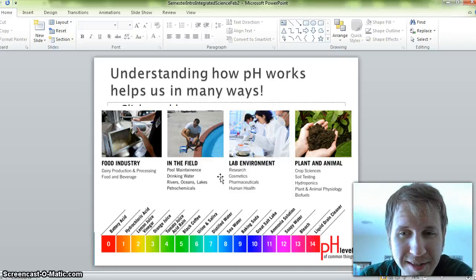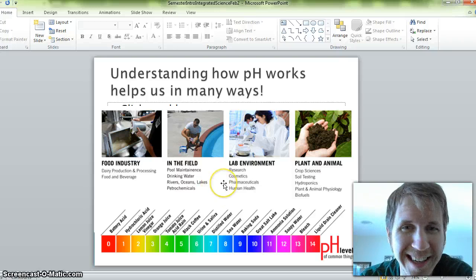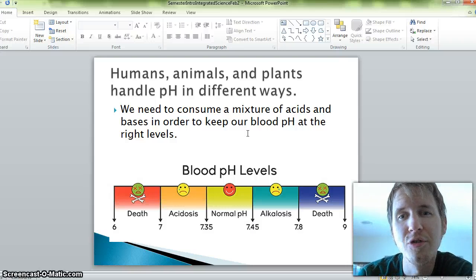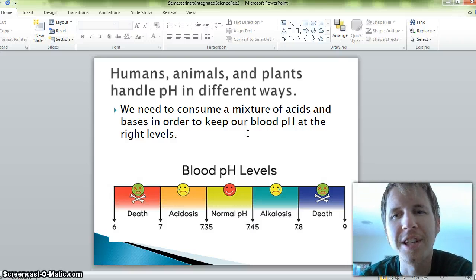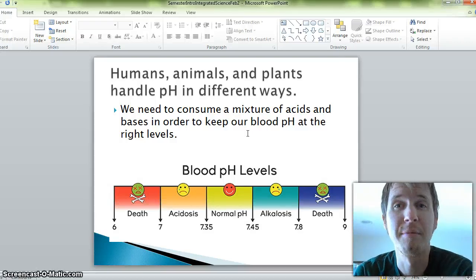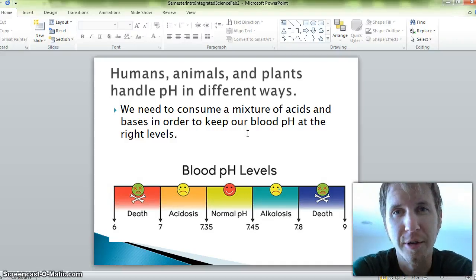And what we're going to do today is take a look at how it affects rivers, oceans, and aquatic ecosystems. Humans, animals, and plants handle pH in different ways. We need to consume a mixture of acids and bases in order to keep our blood pH at the right levels. If you're like me, your blood should be between 7.35 and 7.45. If it's not, over time you could suffer health problems.